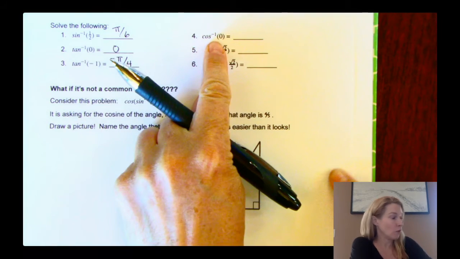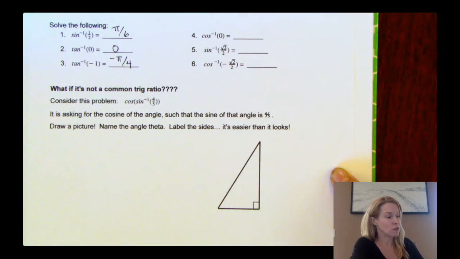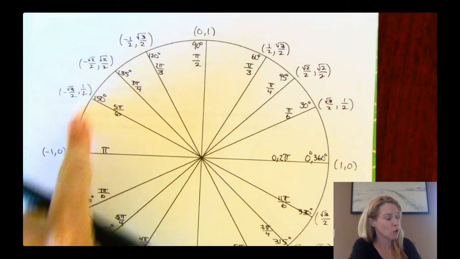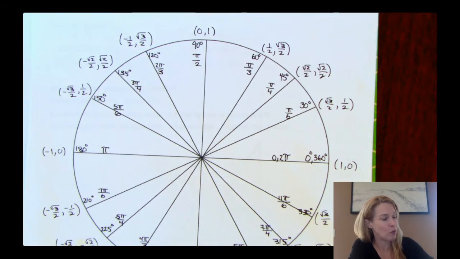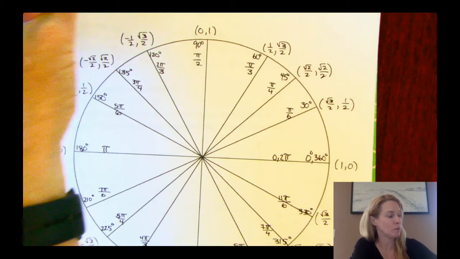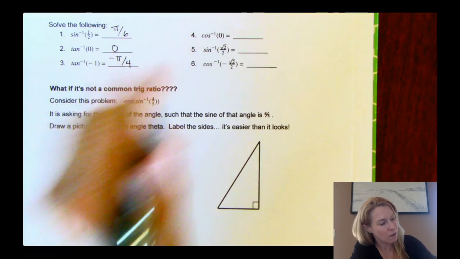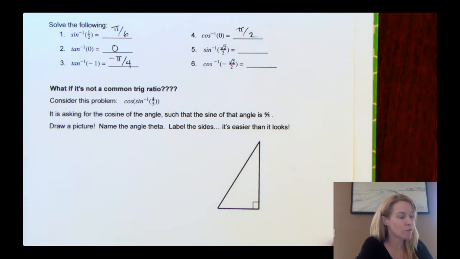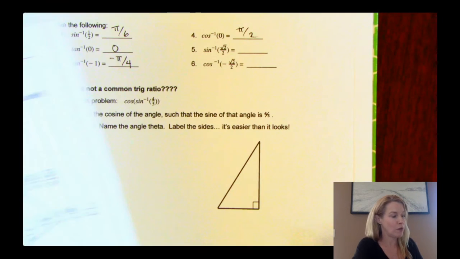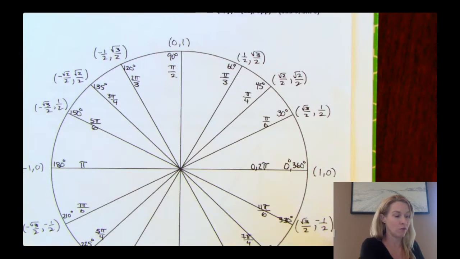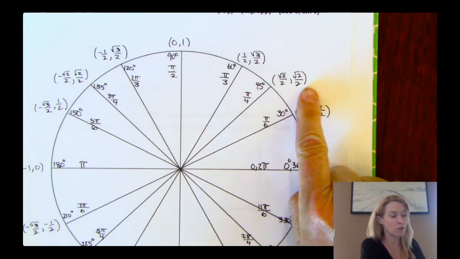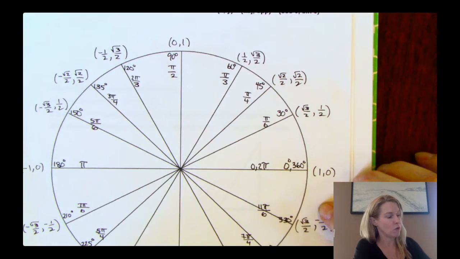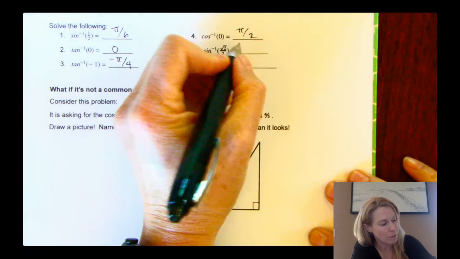Cosine inverse of 0. Well, I know cosine is just basically the upper half of the circle, and cosine is the x value. So boom, that's going to be pi over 2. Okay, these are starting to get easier. Sine inverse of root 2 over 2. Well, I know all my sine values are positive over here. And root 2 over 2, that's 45 degrees, also known as pi over 4.